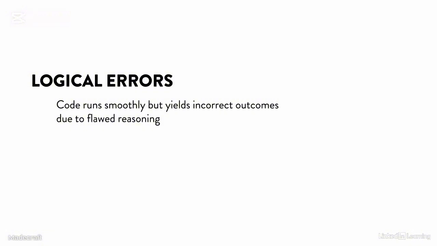Third are logical errors. These occur when the code runs without any syntax or runtime errors, but produces incorrect results due to flawed logic in the code. For example, a for loop that iterates over the wrong range. Error handling in Python is often done using try-except blocks, which allow you to catch and handle exceptions that might otherwise cause your program to crash or behave unpredictably.